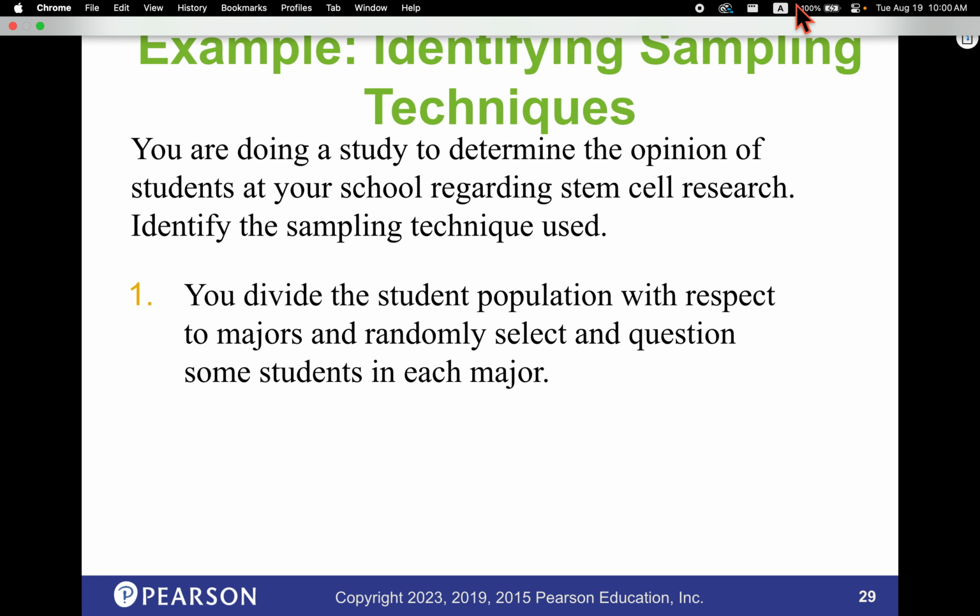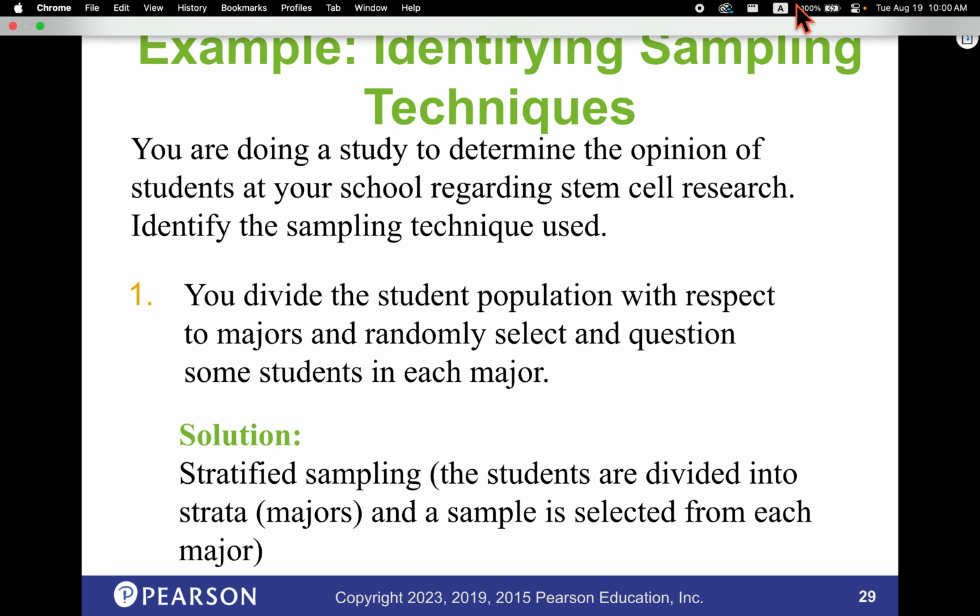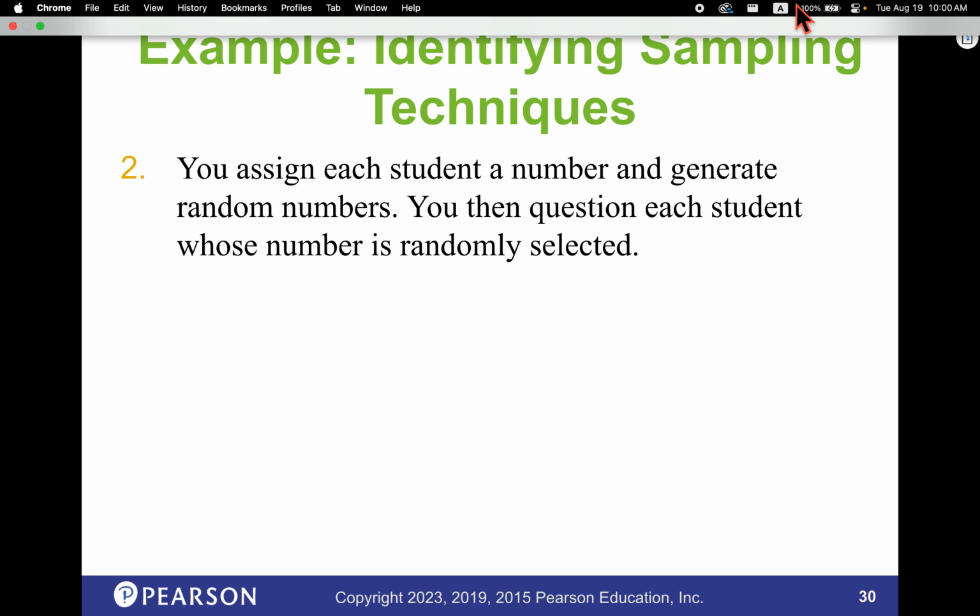Remember all our choices? Very good. It's not a cluster because with cluster, you take the whole cluster. We take individual majors. So yes, when you do random within the strata, that would be a stratified sampling. Okay. You assign each student a number and generate random numbers. You then question each student whose number is randomly selected. What kind of a sample is that?